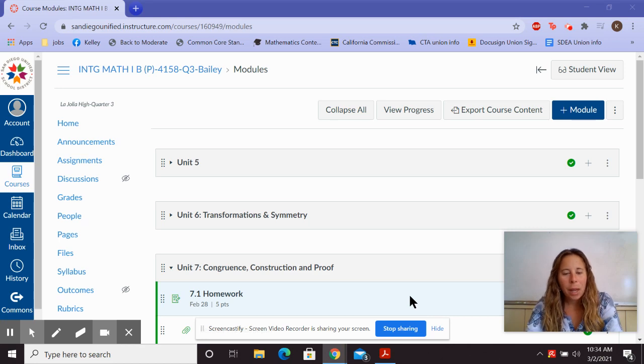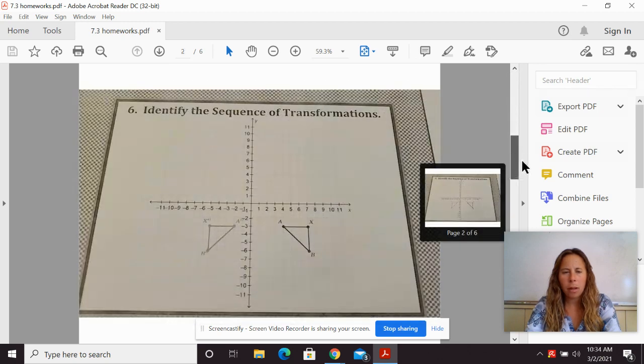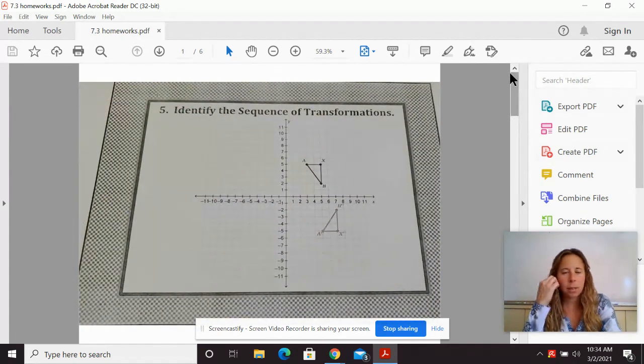Okay, here we go. 7.3 homework help. So the first 4 are similar to what we did in class. You have 2 triangles, and you have to identify the sequence of transformations. Okay, there are multiple right answers here.